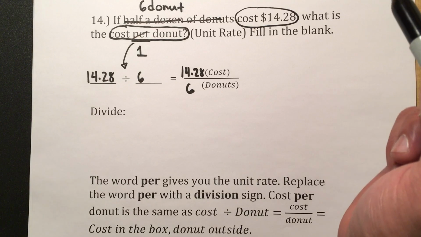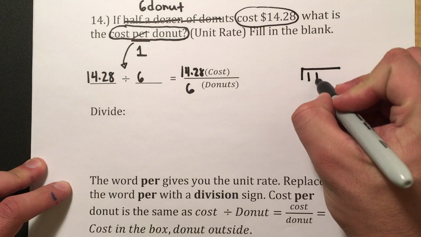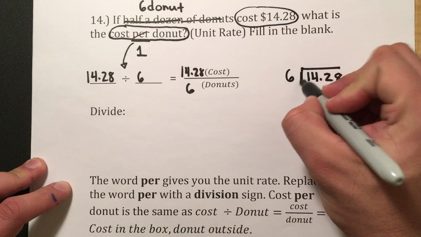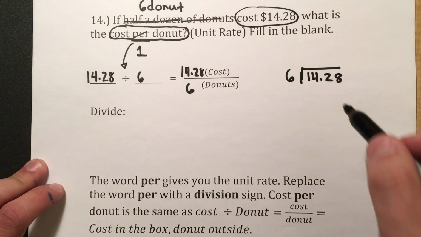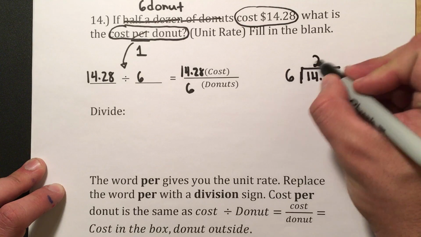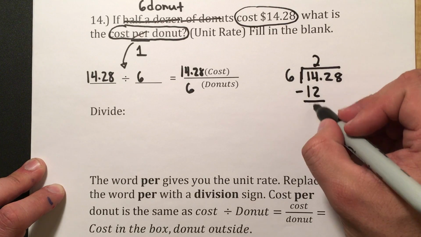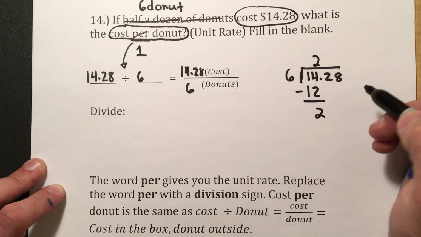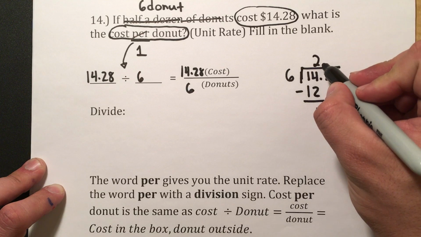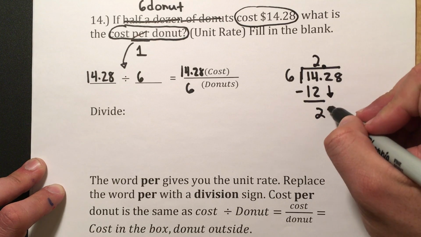Okay? So let's go ahead and divide this. 14.28 goes in the box, and the 6 goes on the outside. Top number goes in the box. How many groups of 6 go into 14? That's 2, right? 6 times 2 is 12. 14 minus 12 is 2. Now how many groups of 6 go into 2? We can't, so we're going to put a decimal here, and we're going to bring one of these 2's down.